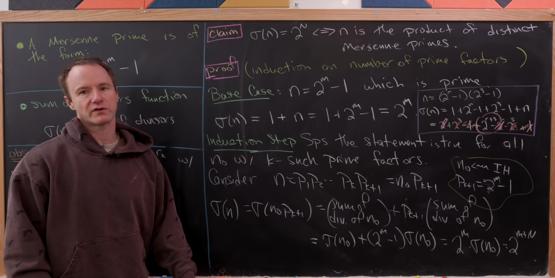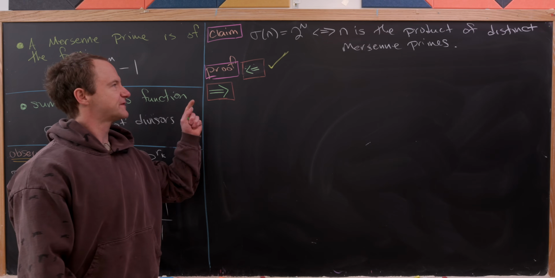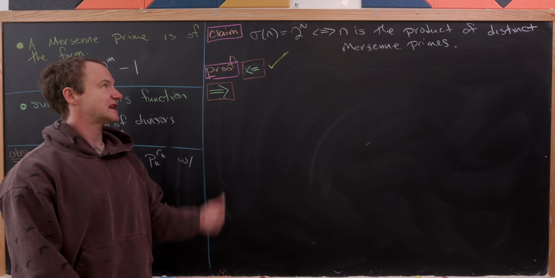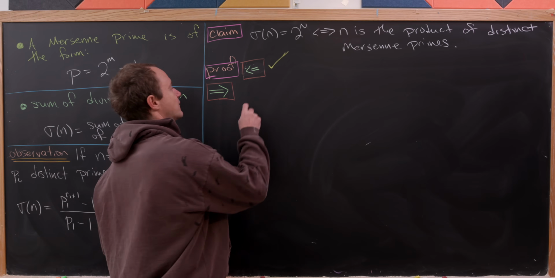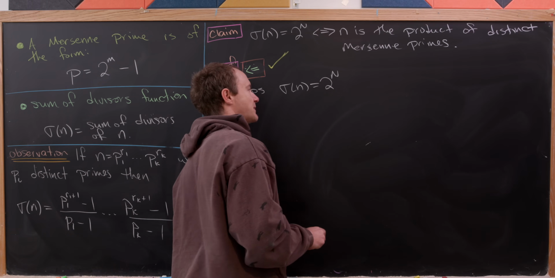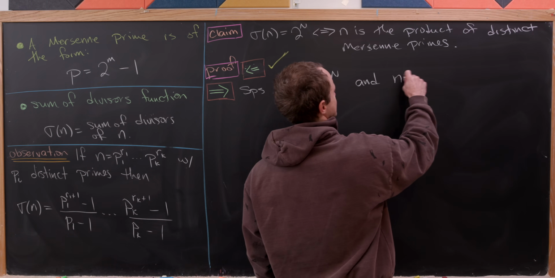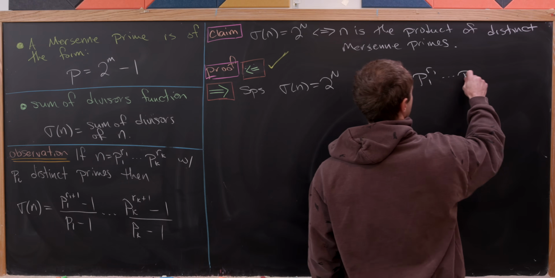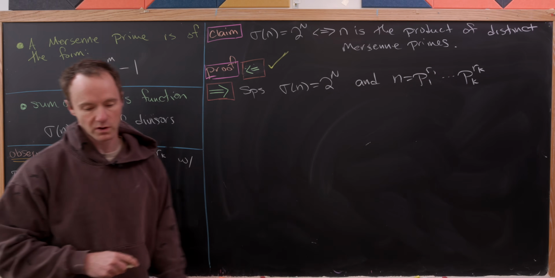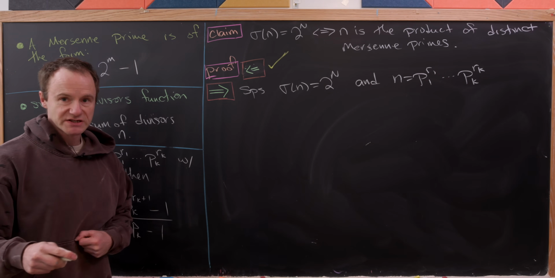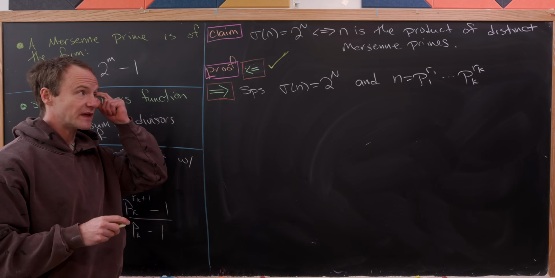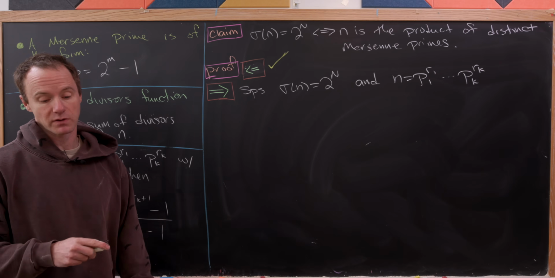Now let's look at the forward direction of this statement. Okay, so we just finished this reverse direction, that if n is the product of distinct Mersenne primes, then sigma of n is 2 to the n. Now we'll do the forward direction. So let's suppose that sigma of n is equal to 2 to the n. It's a power of 2. And let's suppose that n is equal to p1 to the r1 multiplied all the way up to pk to the rk. So in other words, it's of this form right here. And so now what we'd like to show is that each of those pi's are Mersenne primes, and we'd like to show that each of those r sub i's are just the number 1.